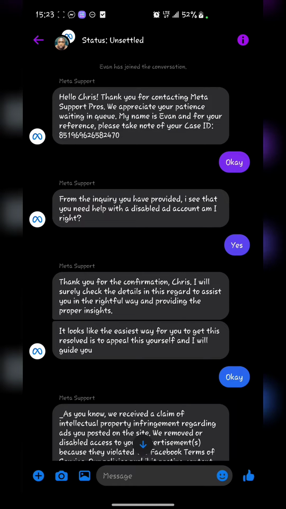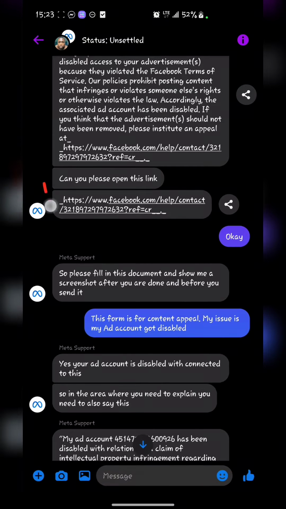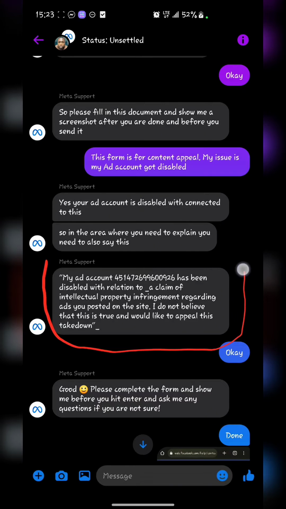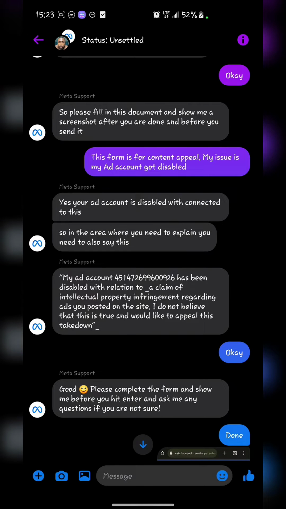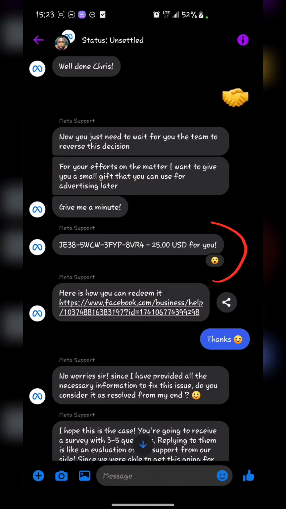So I initiated a chat with a Facebook support team. He was very helpful, sent me a URL for appeal, and also sent me a custom template message for the appeal. The surprising thing was he sent me a gift, 25 USD.